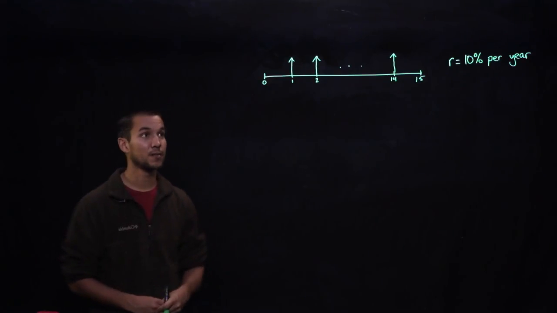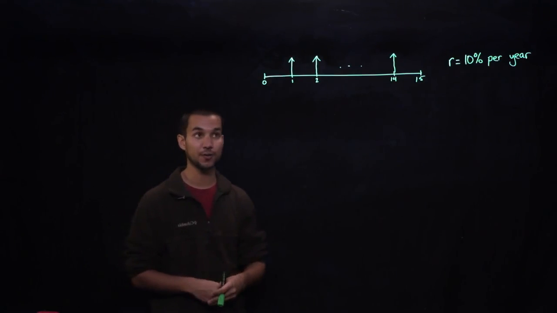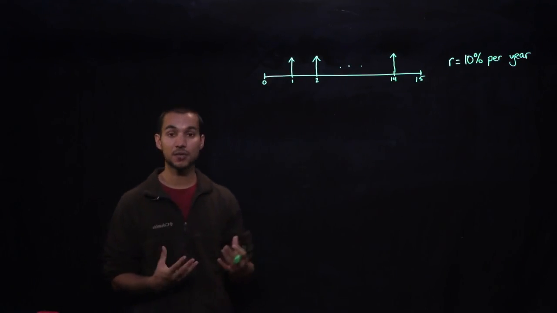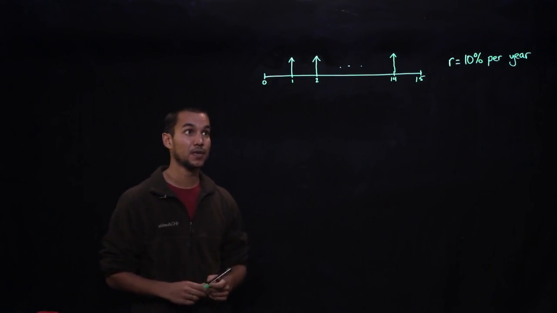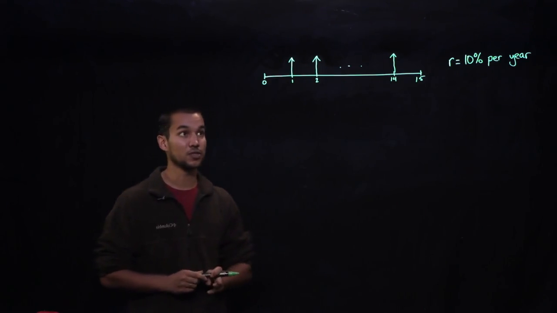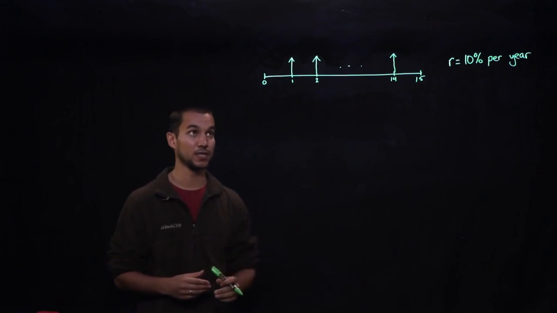In this problem, we have a pharmaceutical company that's developed a new cancer drug, and it's about to launch this drug commercially. And so the first thing we want to do when we have a problem like this is to draw a timeline. So we expect that this cancer drug is going to generate $100 million of profit every year for the next 14 years.